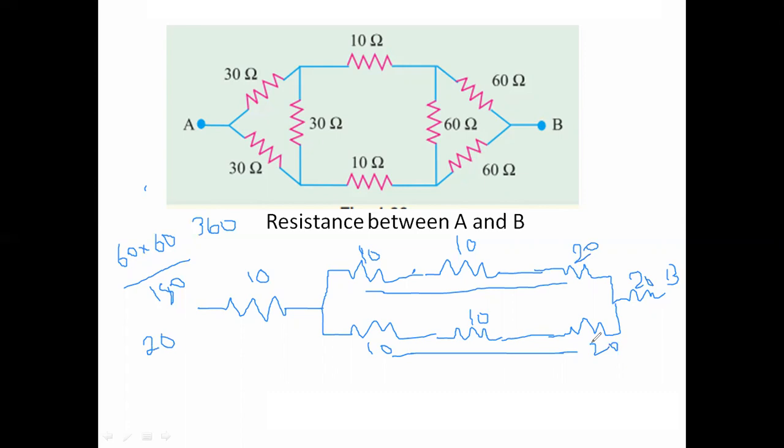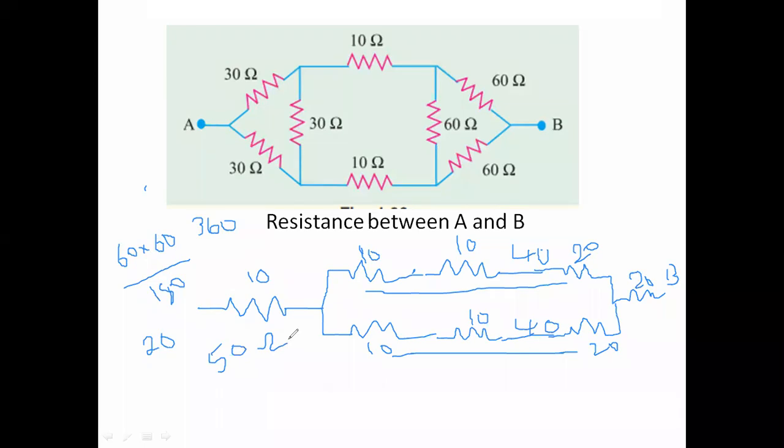Now 20, 10, 10. These are in series, you will get 40. This is 40 and this is 40, and these two are in parallel. Equivalent resistance is half of the single resistance, that is 20. So 20 plus 20 plus 10 is 50. So the equivalent resistance between A and B is 50 ohms.